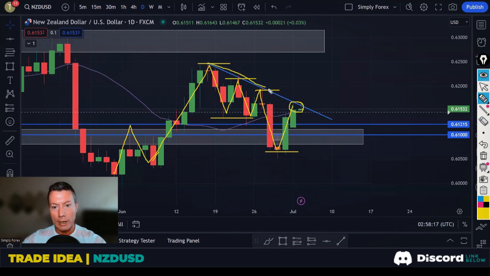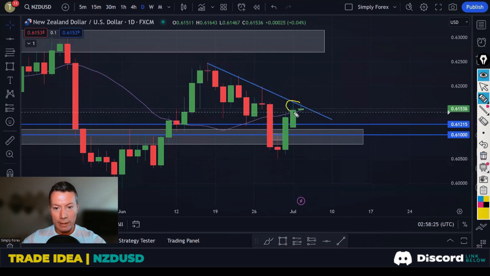Yeah, you can see this channel coming down here. It's clear on the H4. I'll show you in a minute. But it's at a really nice value level. So this area here, yeah, it's really nice value to start taking this potentially all the way back down to these daily lows here.